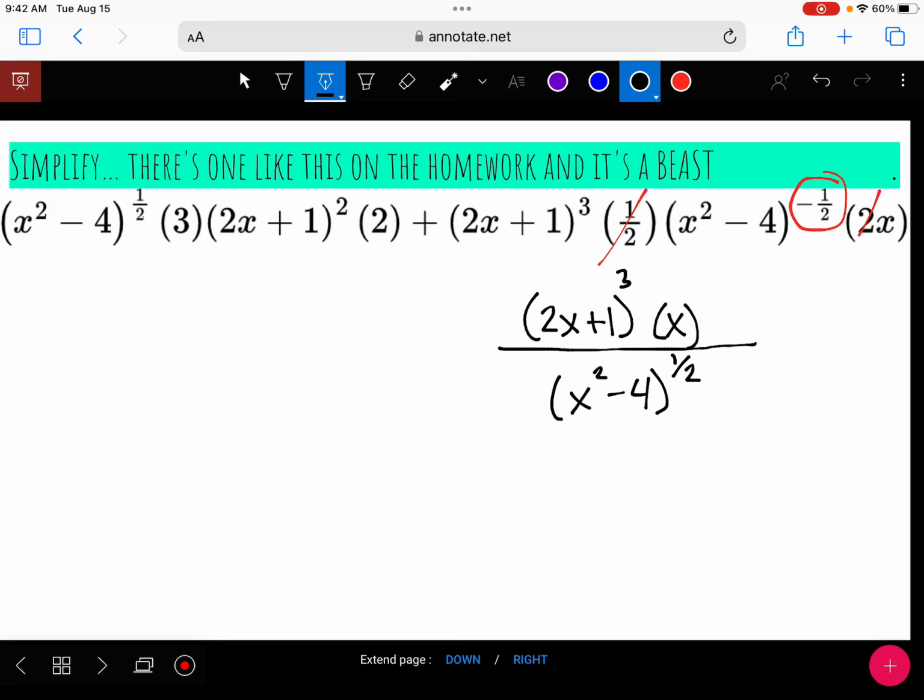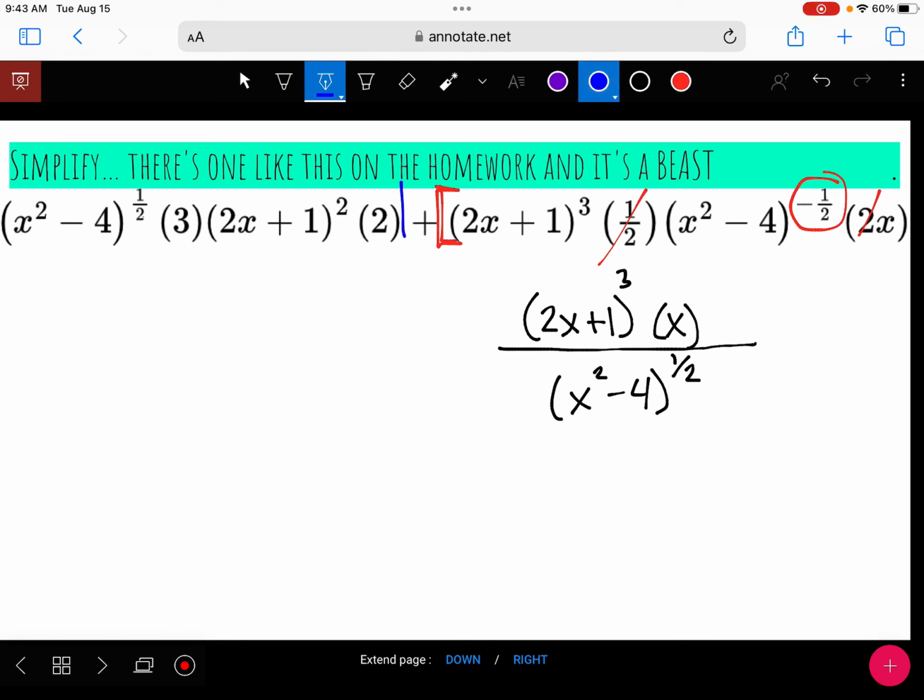Okay? Are we okay on how I found that right term? It's a lot of pieces. This is just from the plus sign on. This is just from here on. Okay?